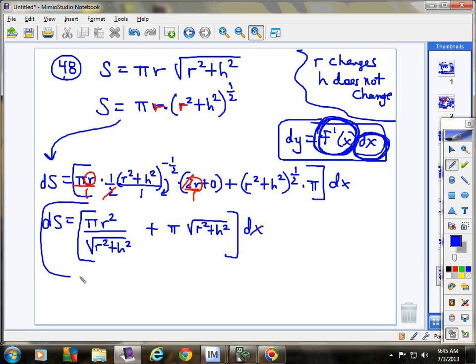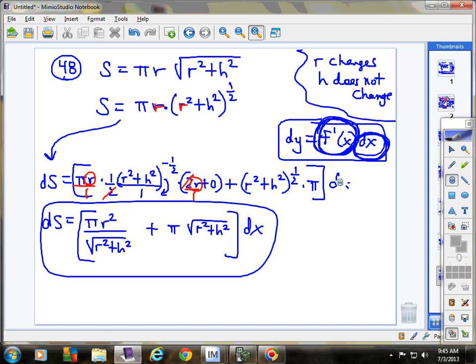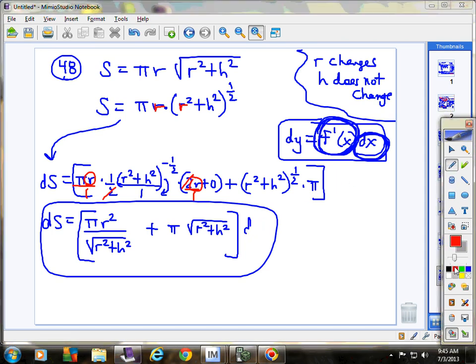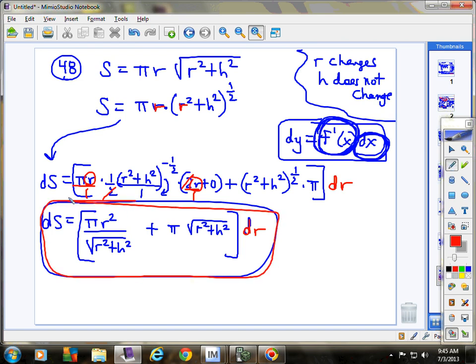Now that's the way I would leave it. Let's see how the book left it. That's the way the book left it too. Not dx. Not dx. We don't have an x, we got an r times dr. Formula's got a dx, but we don't have an x. We've got an r for our variable, so we need a dr right there. That was a little more complicated because of the product rule.